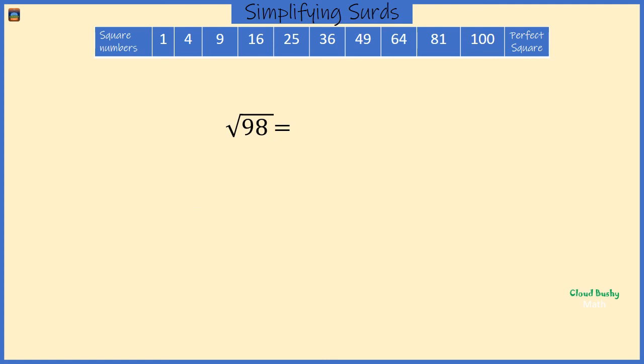Let's look at 98. 98 has a number of factors, so we pick the perfect square factor, 49. So the square root of 98 is equal to the square root of 49 times 2. The square root of 49 is 7, times root 2. Since we cannot simplify root 2 further, the square root of 98 is 7 root 2.